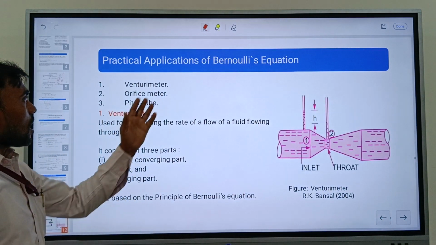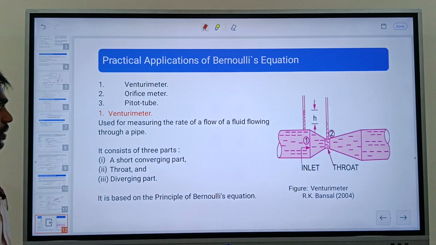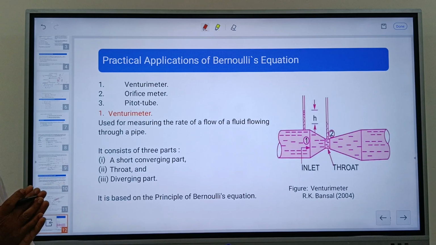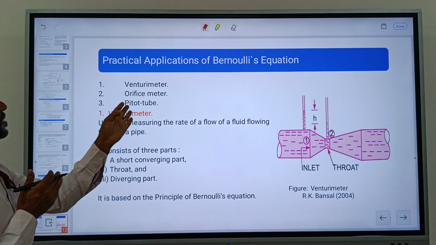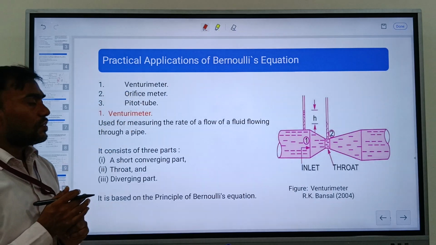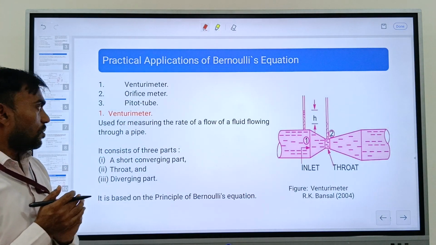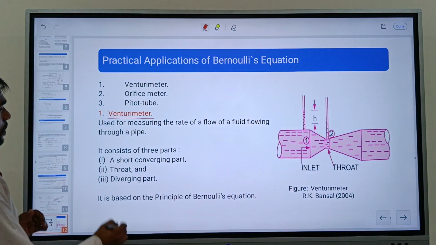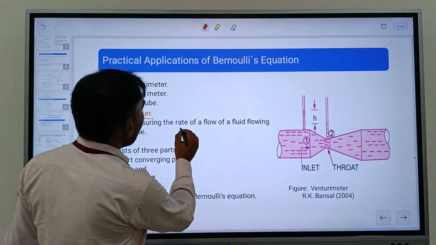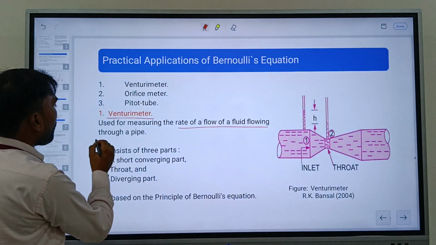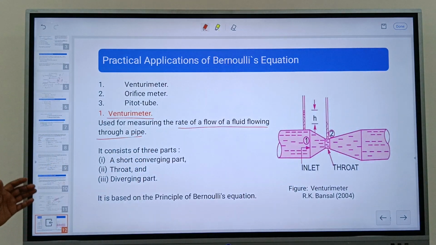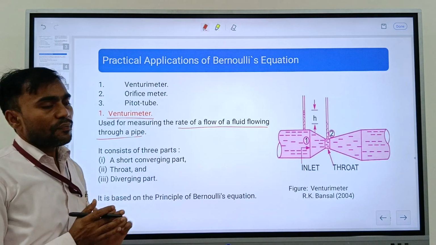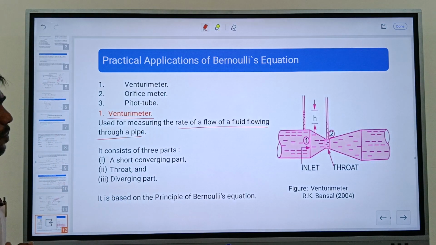Now, practical applications of Bernoulli's equation. In general, the practical applications of Bernoulli's equation are seen in these instruments: the venturimeter, orifice meter and pitot tube. Now, the venturimeter is used for measuring the rate of flow of a fluid flowing through a pipe.